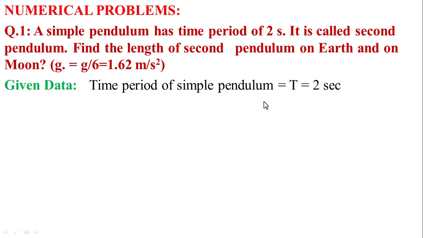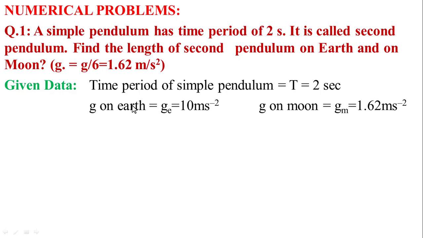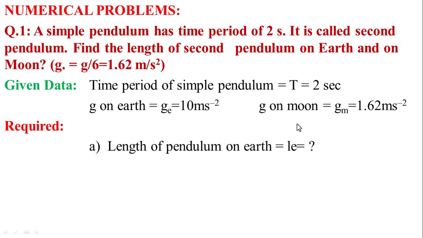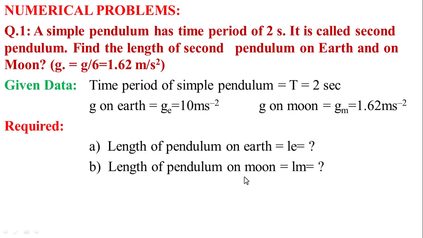Time period of simple pendulum T is equal to 2 seconds, and g on Earth, the value of gravitational acceleration on Earth, is equal to 10 meters per second square, and the value of g on Moon, the gravitational acceleration, is equal to 1.62 meters per second square. Now required: the length of pendulum on Earth, LE, and length of pendulum on Moon, LM.